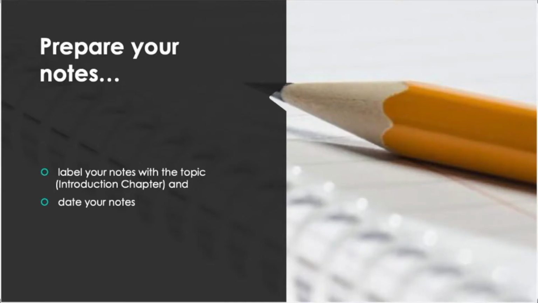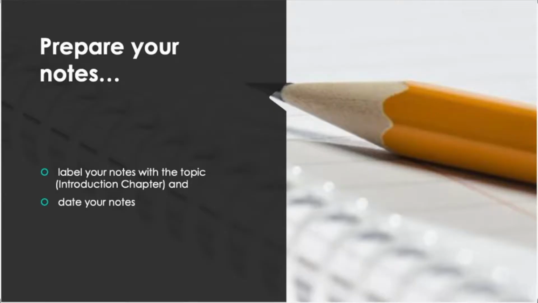The next thing that you want to do is prepare your notes, because as you're reading, it's a good idea to make notes and take note of the important key points that you're reading about. And when you do this, you don't want to just start on any blank piece of paper. What you want to do is take your paper and put the topic at the very beginning, and then put the day's date.